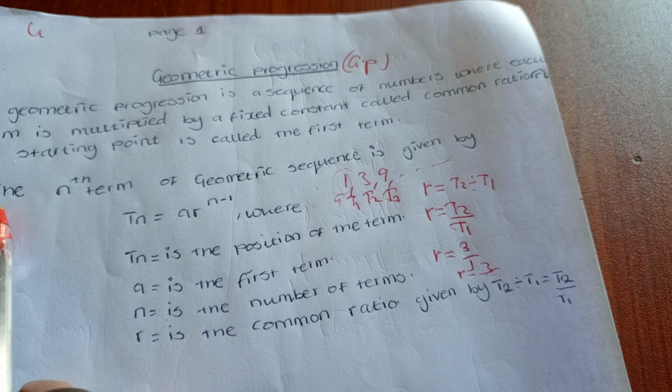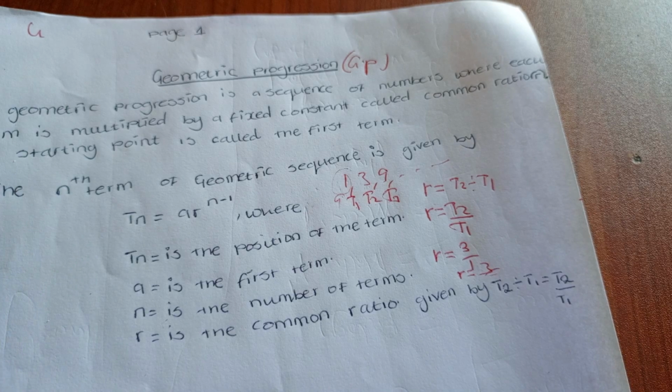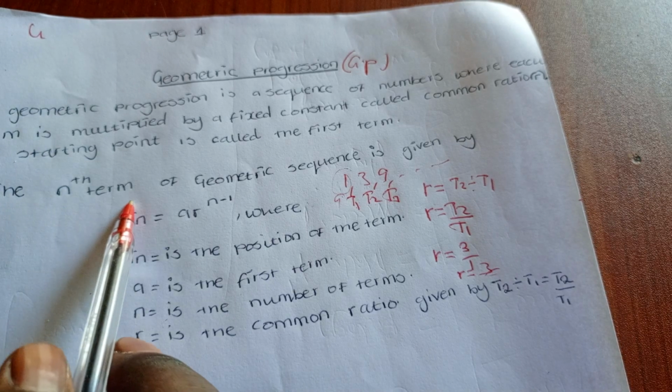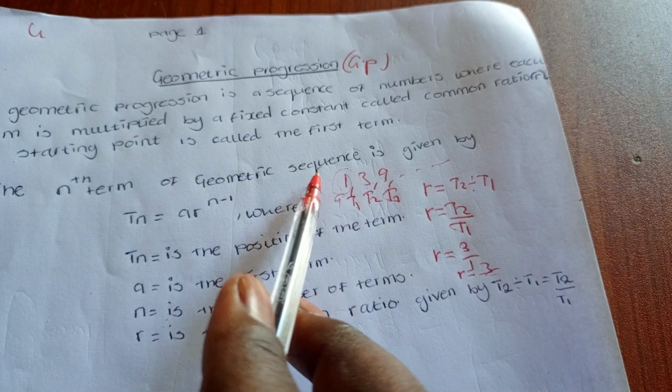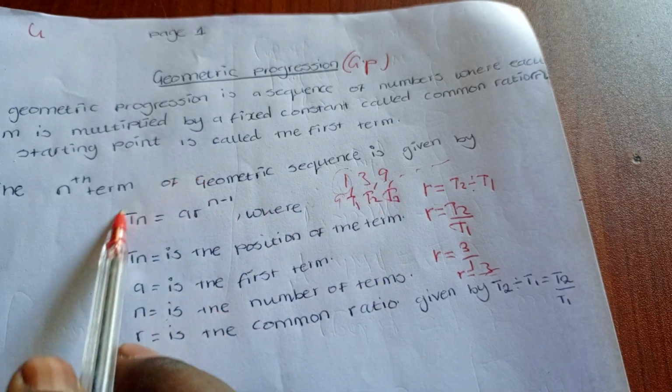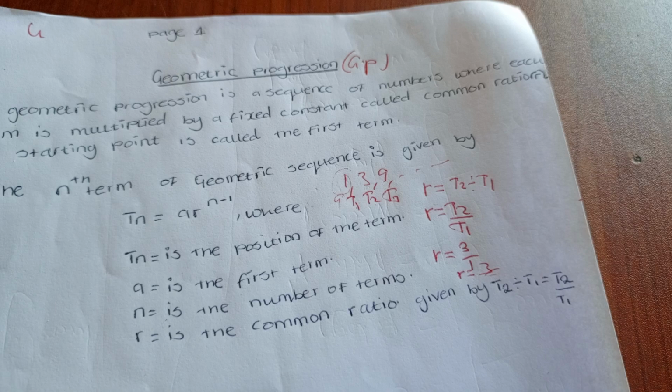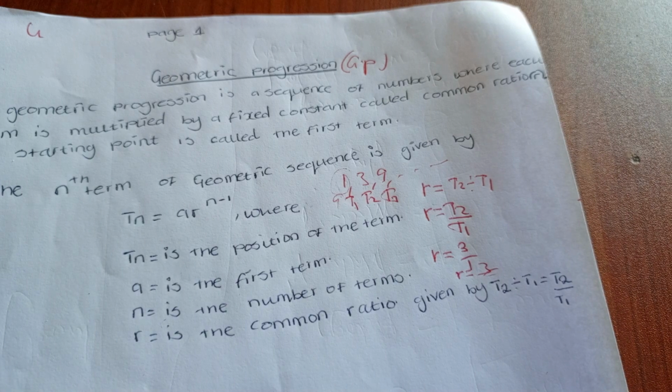Good. So now the formula for the nth term of a geometric sequence is given by. So the formula for GP, when we want to find the nth term, we need to use the formula.